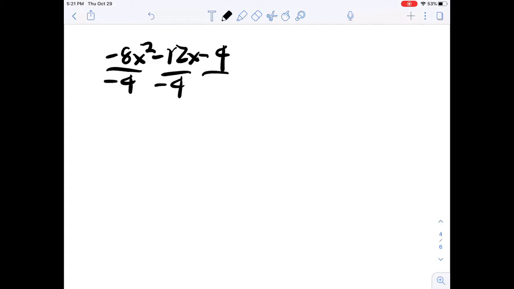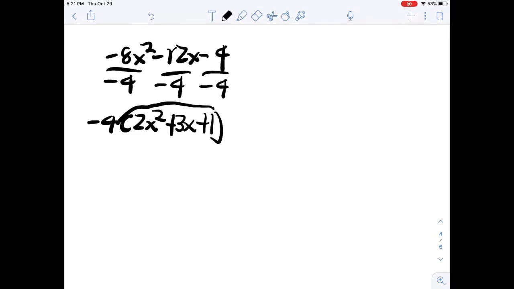And sometimes what will happen is a trinomial will have a common factor first, and you'll have to remove that before proceeding. So let's say you had negative 8x squared minus 12x minus 4. These all have a negative 4 in common, so you're going to divide each term by negative 4, and then factor that new trinomial. So that'll end up as negative 4 times 2x squared plus 3x plus 1, and you would end up factoring this new trinomial here with the 4 written in front.